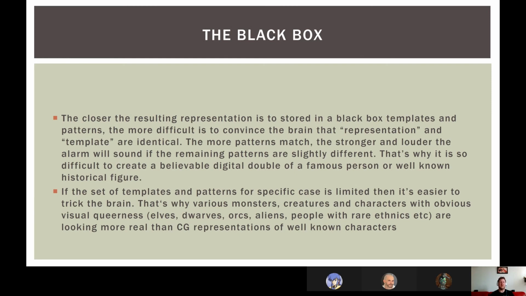If the set of templates and patterns for a specific case is limited, then it's easier to trick the brain. That's why various monsters, creatures, characters with obvious visual queerness, I don't know, elves, dwarves, orcs, aliens, people of rare ethnicities, whatever, look better and more real than CG representations of well-known characters or races or objects, because we don't have a data set to match the image inside our head and the actual image from the eyes.